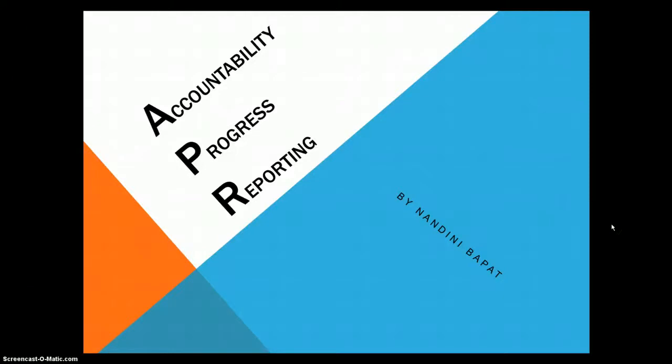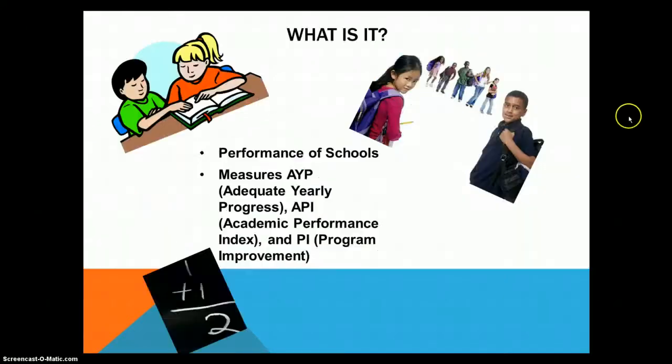Okay, so today we're talking about accountability progress reporting, APR. Basically, APR is the measurement of a school's performance overall. Every year it measures how well that school has done in teaching their students, and the students' ability to pass exams.